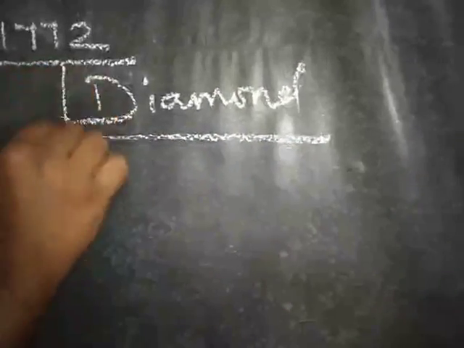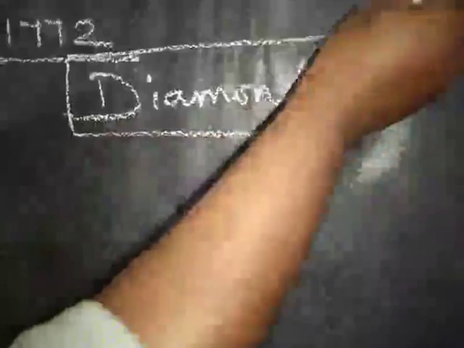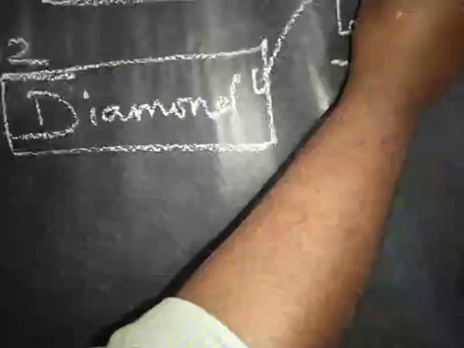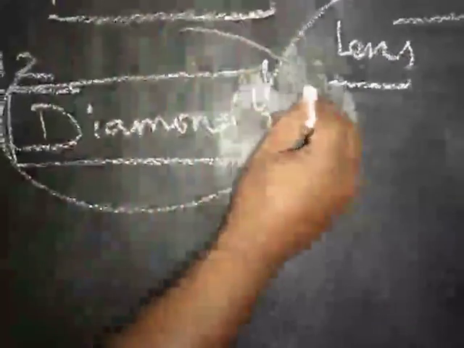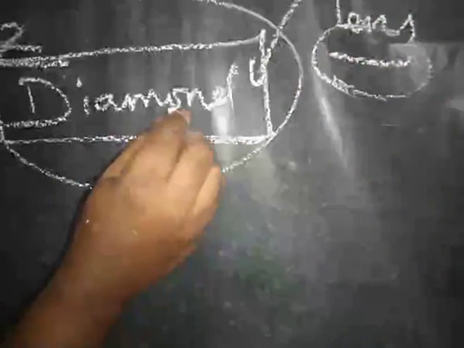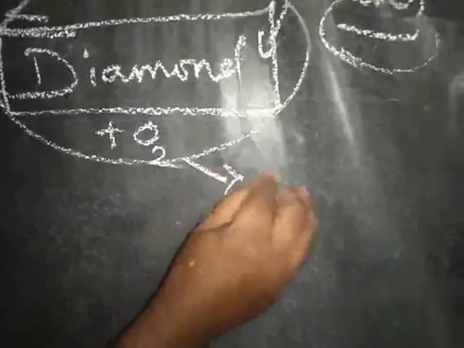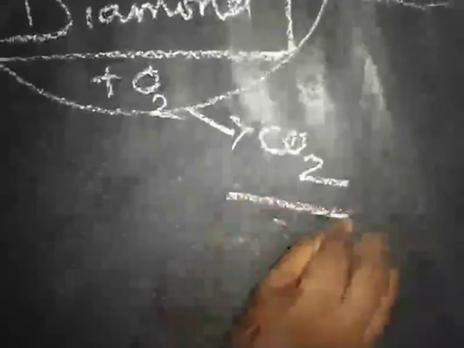They kept it in one box. With the help of a powerful magnifying lens, they focused which light? Sunlight. They focused the sunlight onto the diamond with a powerful magnifying lens. After receiving the sunlight from the sun, the diamond combined with oxygen to give what? Carbon dioxide.